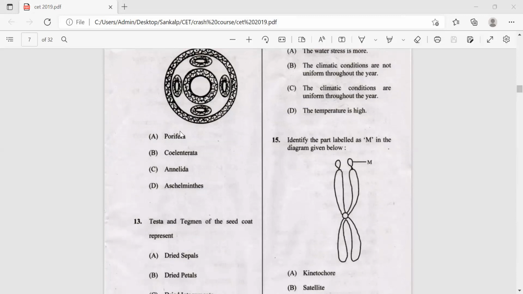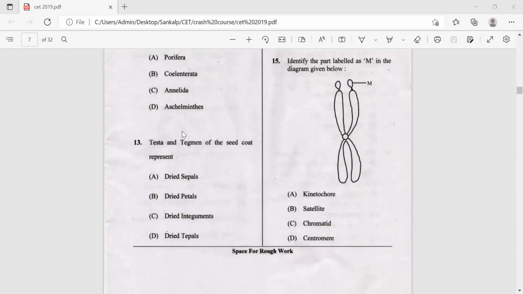Yes, ma'am. Then testa and tegmen of the seed coat represent: option A, dried sepals; option B, dried petals; option C, dried integuments; option D, dried tepals. Yes, 13th question. Good, very quick response. Janvi answered option C. Navya, please send the Gmail at the end of the session. Sindhu and Kirtana said option C. Vani KS option C. Okay, so the right answer here is option C, that is dried integuments.